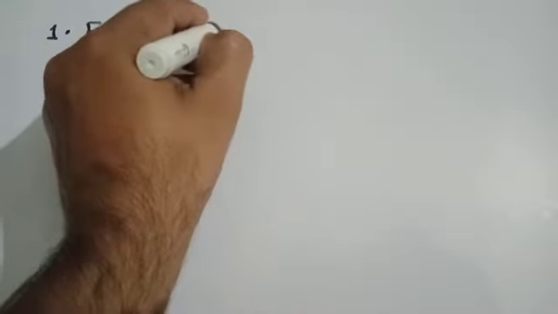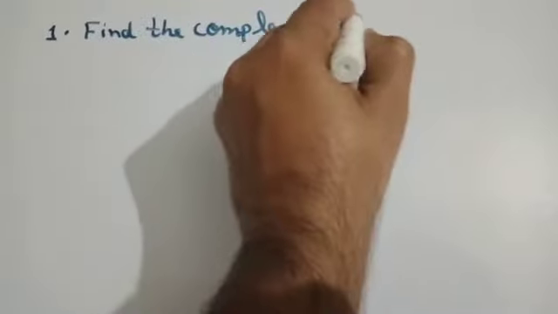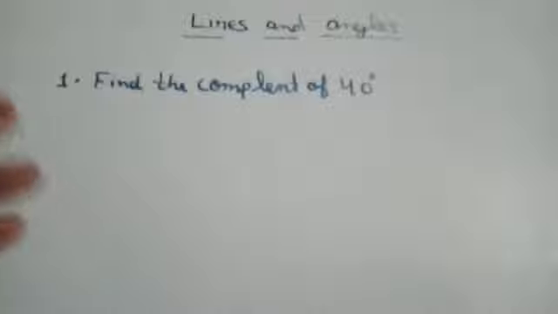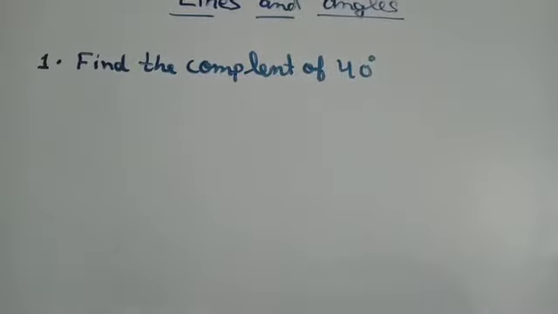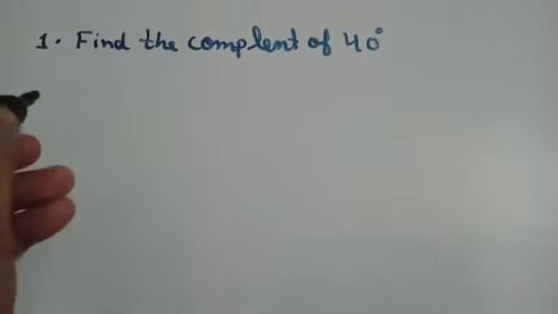So student, the first question of lines and angles: find the complement of 40 degree. As you know, the complement of any angle is that same angle subtracted from 90 degree.